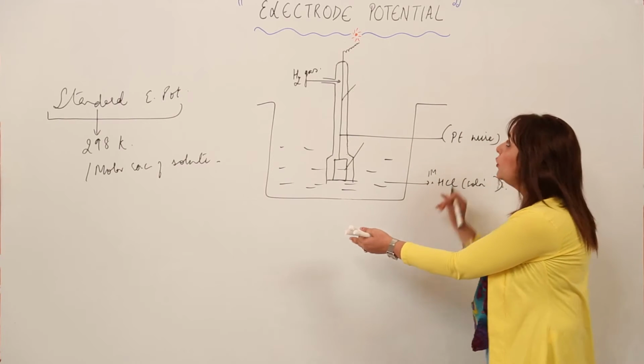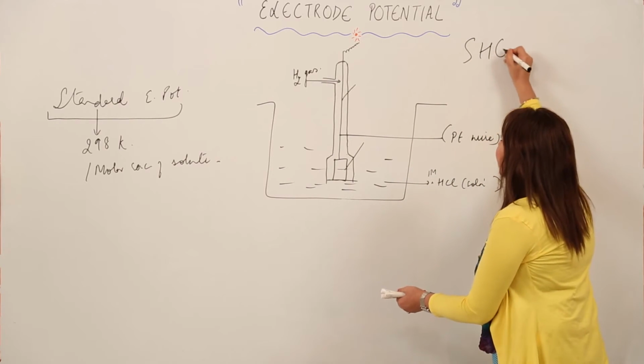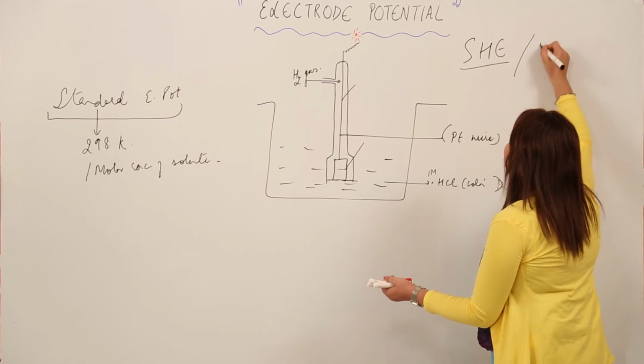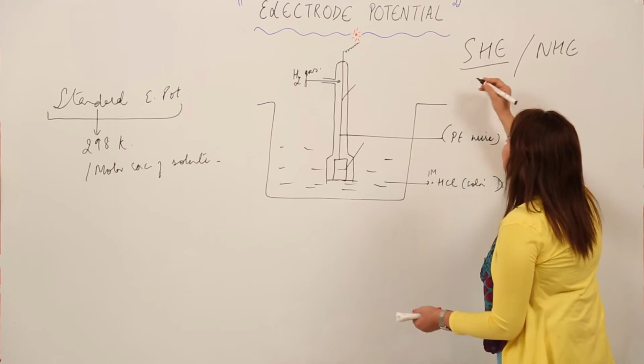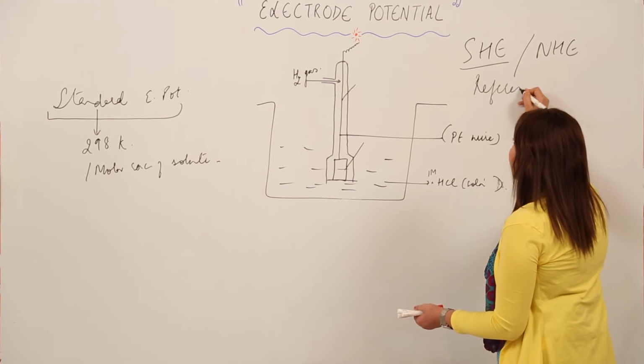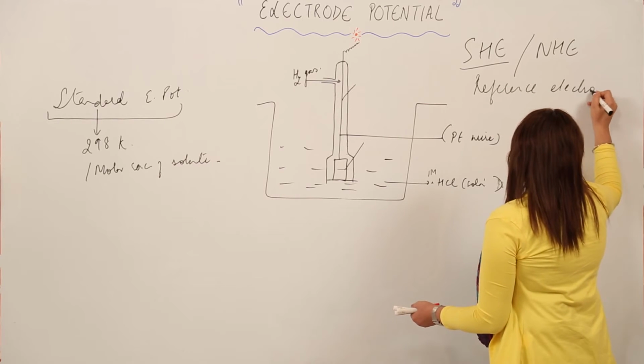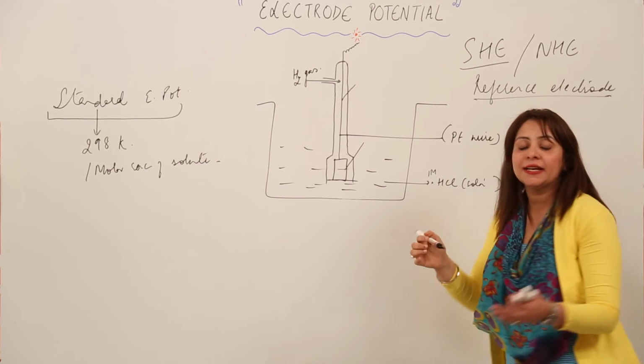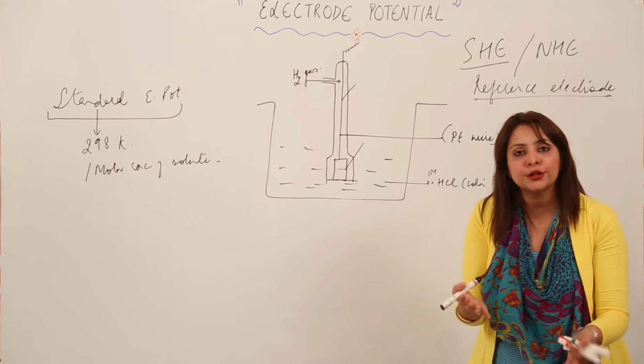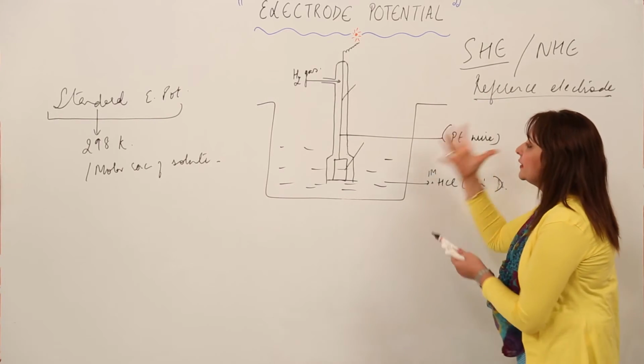Here I have for you the SHE, or it is also called the NHE. This is a reference electrode with the use of which we can calculate the electrode potential of any cell which we wish to. So what is this SHE?